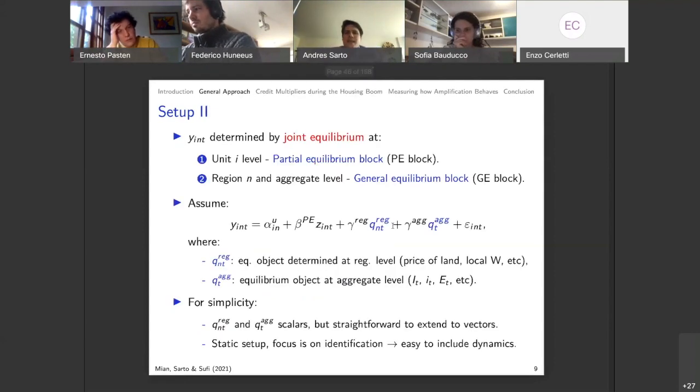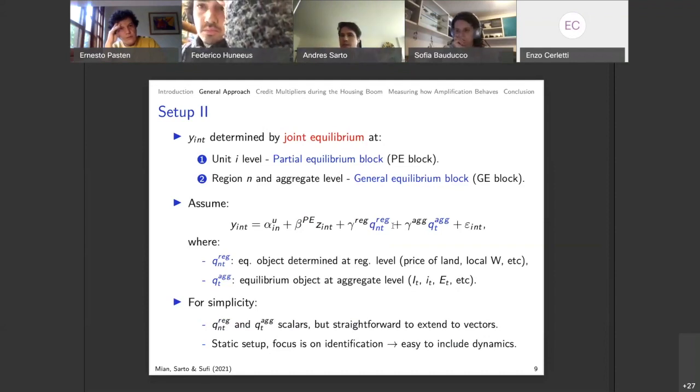So, this is the first part in which maybe you're going to have to wait a little bit for the model to be more comfortable with this, depending on how you look at it. But we're going to assume at this level of generality that Y is determined by a joint equilibrium process. It's going to have a partial equilibrium block, which operates at the unit I level, and a G block that operates at the regional and aggregate levels. So it's the G block split into two.